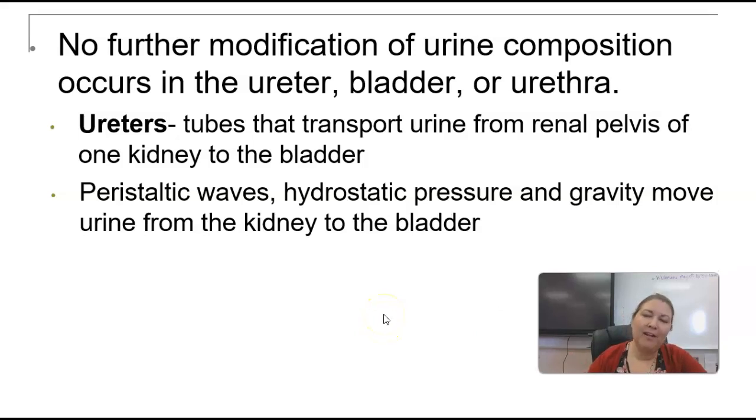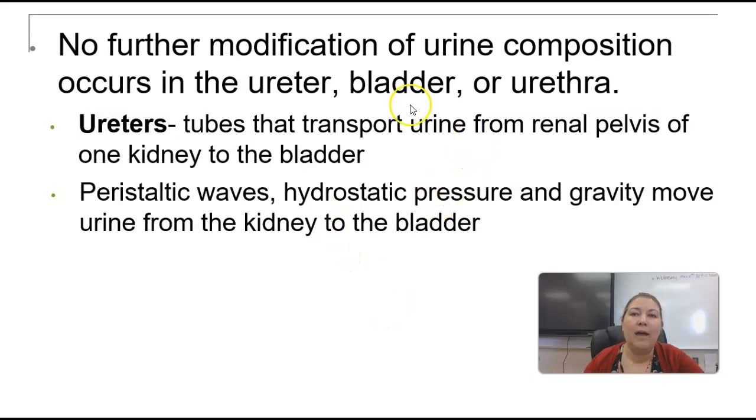So that's finally, we're done with the kidneys. We do still have a couple of our organs that we have to talk about to wrap up our discussion of the urinary system. Just remember that once the urine leaves the collecting duct through that renal papilla and into the minor calyx of the kidney, it is not changed. So that urine simply is being held and transported until it can be excreted from the body.